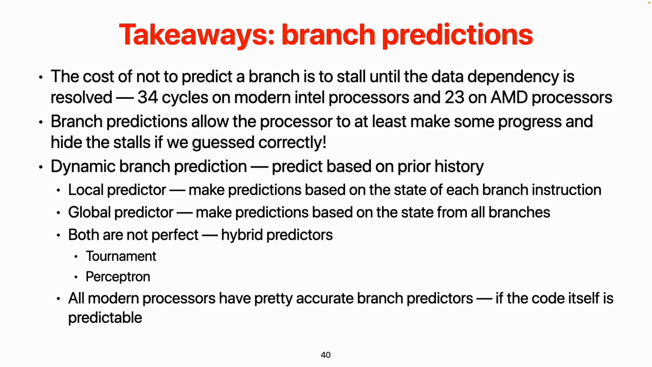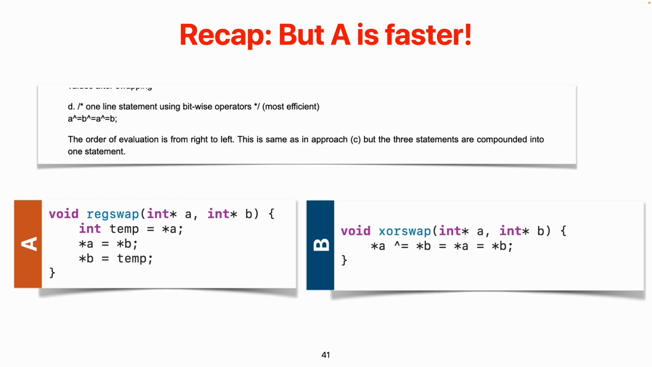No predictor is perfect, right? Even perceptron, even TAGE, they all have their shortcomings. So that's why in modern processors we have multiple predictors instead of one. And we use them either in a hierarchy or as a hybrid predictor at the same level, like tournament, right? So that's the thing. Now let's talk about this, like exclusive OR. Why is it making our swap a lot slower?